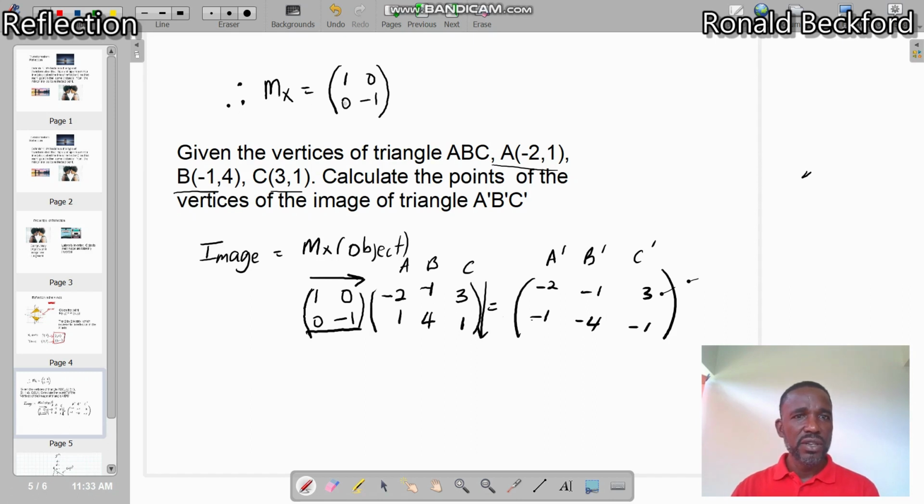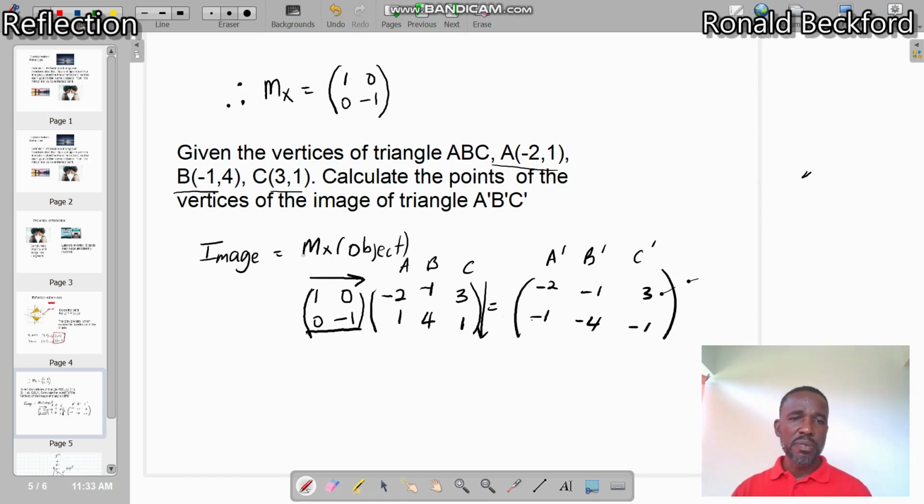So it's 1, 0, 0, negative 1. So here we're going to be looking at an example now. It's given the vertices of triangle ABC, where A is negative 2, 1, B is negative 1, 4, C is 3, 1. Calculate the points of the vertices of the image of the triangle ABC.